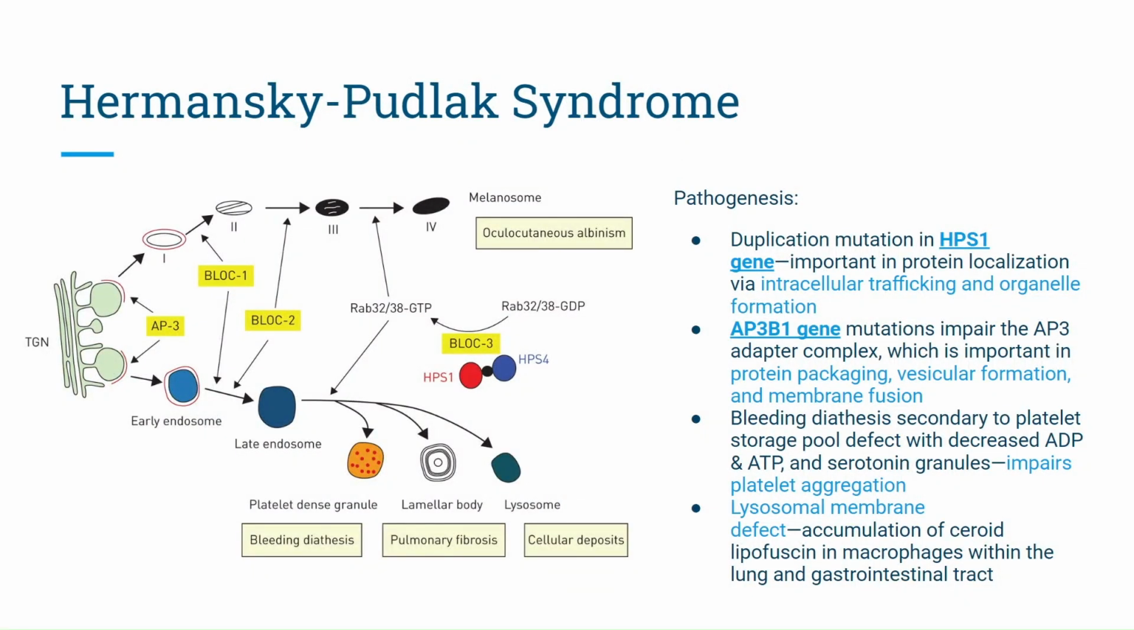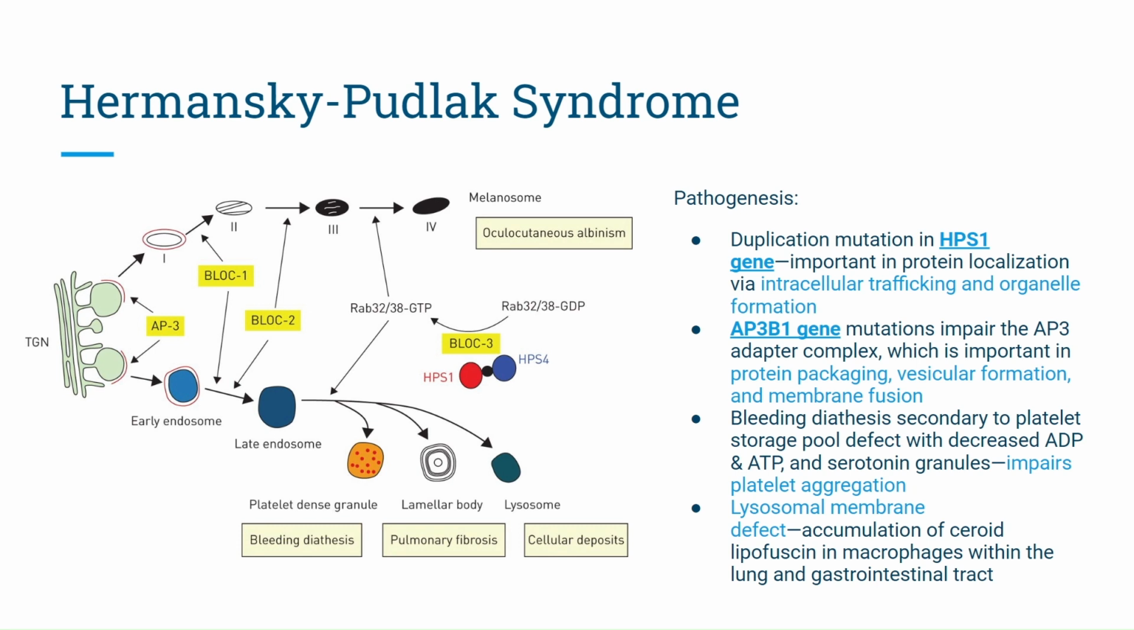So here's some pathophysiology, biochemistry for you. Right here, you're going to see a duplication mutation in the HPS1 gene. That's important in protein localization. So that's how your organelles do intracellular trafficking. You also have the AP3B1 gene mutations, which impair the AP3 adapter complex, protein packaging, vesicular formation, membrane fusion, how proteins are shuttled through and between cells. Bleeding diatheses are secondary to platelet storage defects and decreased ADP, ATP, and serotonin granules. So therefore, without those protein products, you're impairing platelet aggregation.